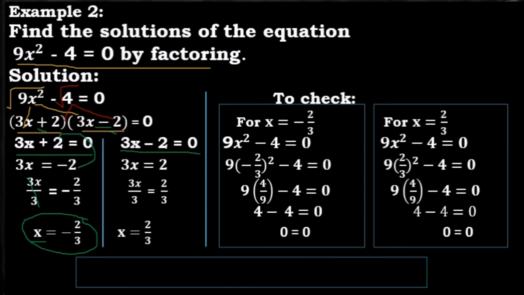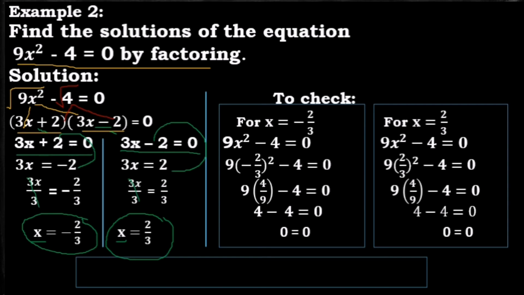Now, if 3x minus 2 equals 0, let's now solve for x. So the same process, negative 2 transpose to the right side of the equation, then divide. So 3x divided by 3, the answer is x. And then 2 divided by 3, the answer is 2/3. We have now the second value of x.